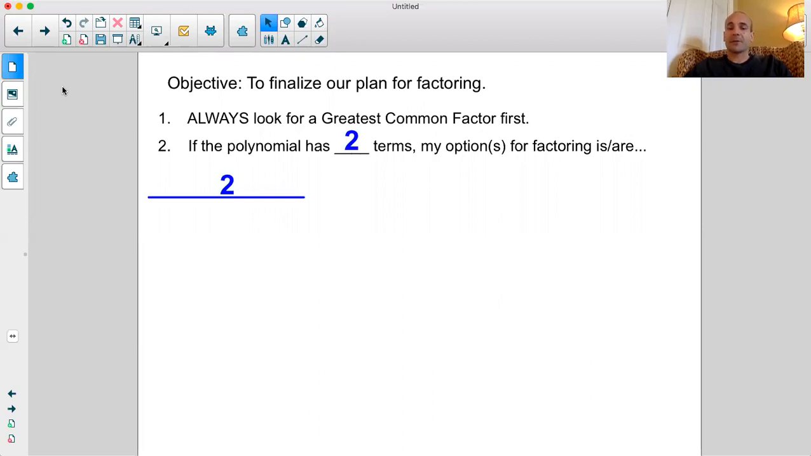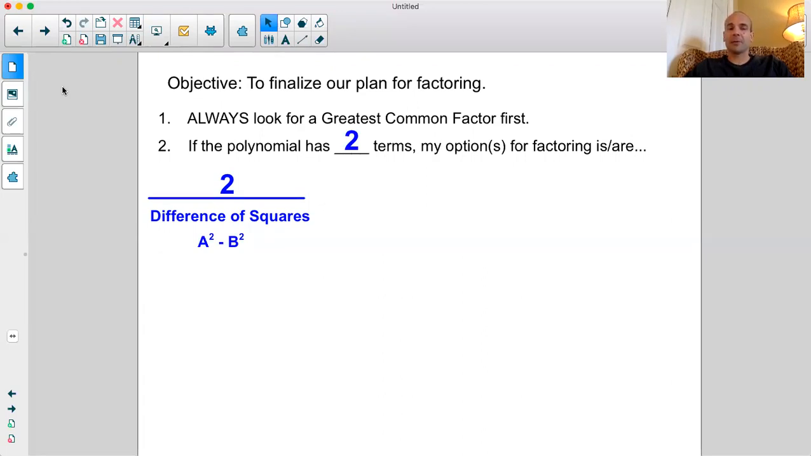If a polynomial has 2 terms, my option or options for factoring here in Algebra 1, it's a real short list, it's one thing. After you've taken a look for a GCF, if you're looking at 2-term expressions, the only thing that you could look for is difference of squares. So once you notice that it's a difference of squares, then you can think this is a formulaic thing.